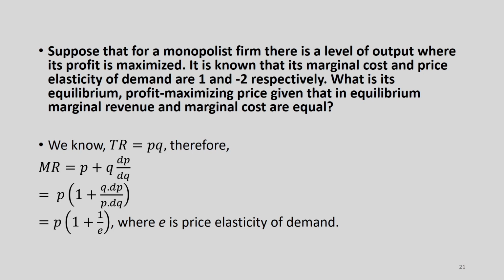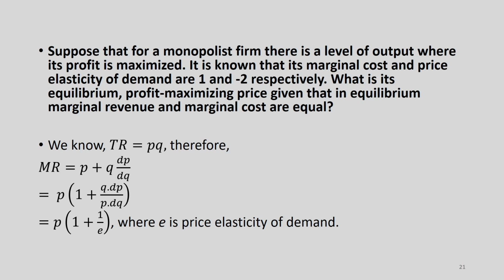What is its equilibrium profit maximizing price, given that in equilibrium marginal revenue and marginal cost are equal? Okay. So, there is certain information that we are given here, that there is this monopolist firm. We have talked about what a monopoly is before, so I am not going to spend time on that, and this monopolist firm is maximizing its profit, right. So, there is one output where its profit is maximized.